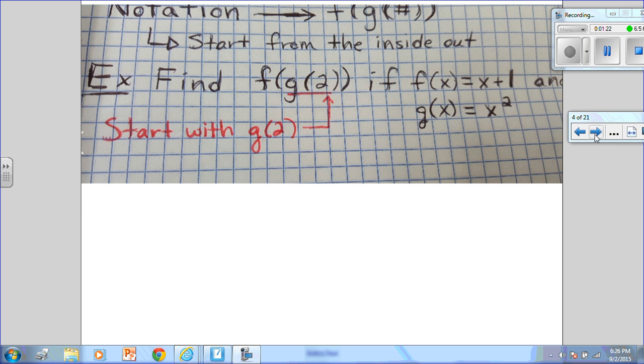Okay, so for the first example, we're going to start from the inside out. So the inside is this G of 2. The 2 is on the inside, so we look at the one right next to it, which is G. So we're going to start with G of 2. This should kind of give you a heads up on which function we're going to use first.